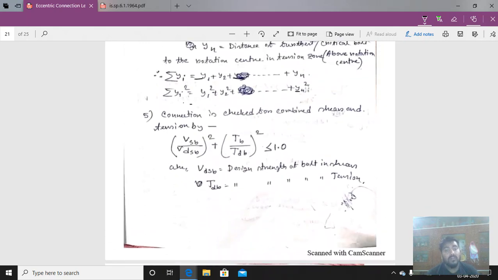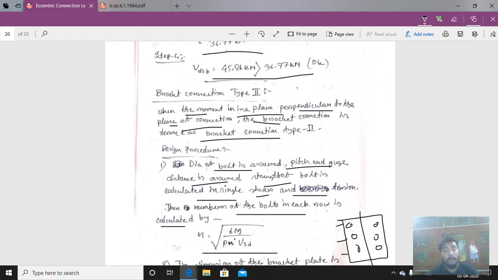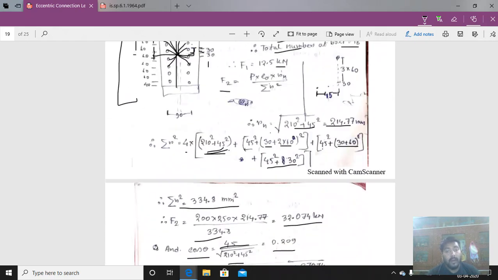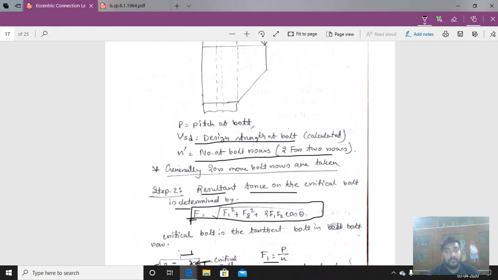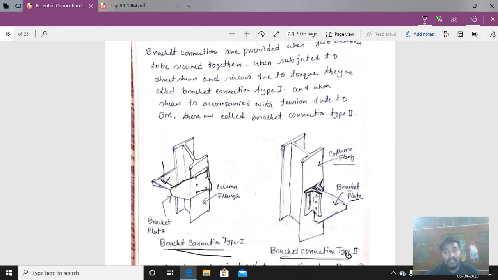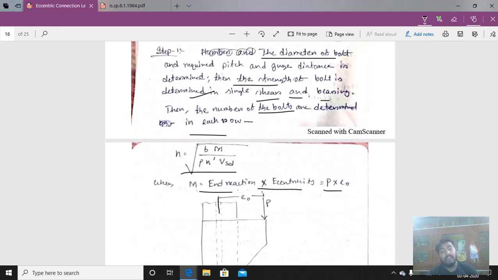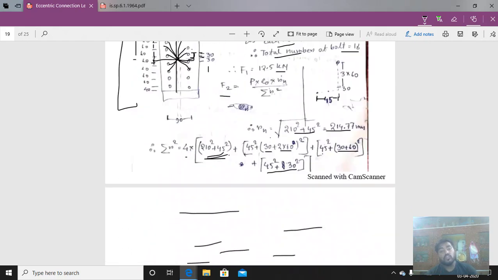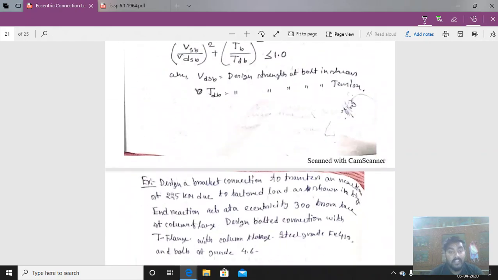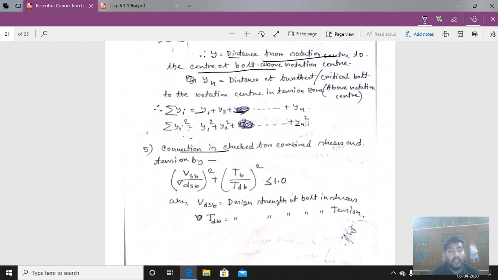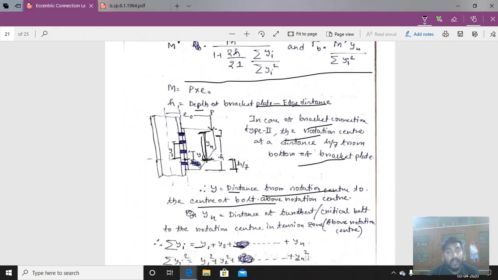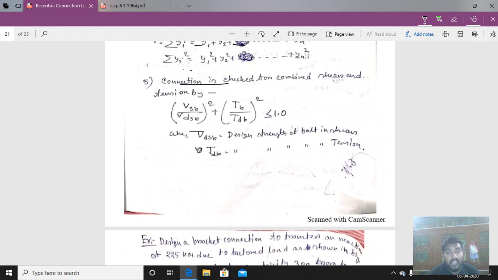So we will calculate the values, then check for the combined action of shear and tension, because the moment will be acting here, parallel to the plane. So we have to design the bracket plate for the combined action of tension and shear. The tensile strength and the shear strength of the critical bolt are calculated based on those formulas, and then the check is done. It should always be less than 1.0. So this is the general procedure. We have done this procedure.